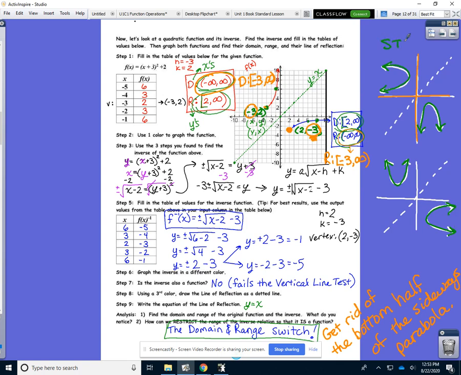This is something great for you to study and know, that the reflection over the line y equals x of a downward facing parabola would open to the left. The reflection over y equals x for an upward facing parabola would open to the right. All right.